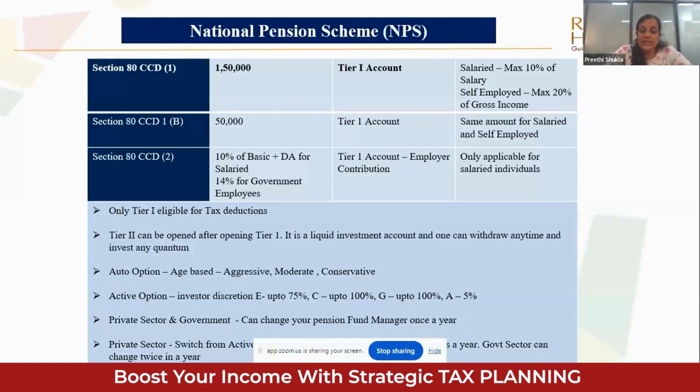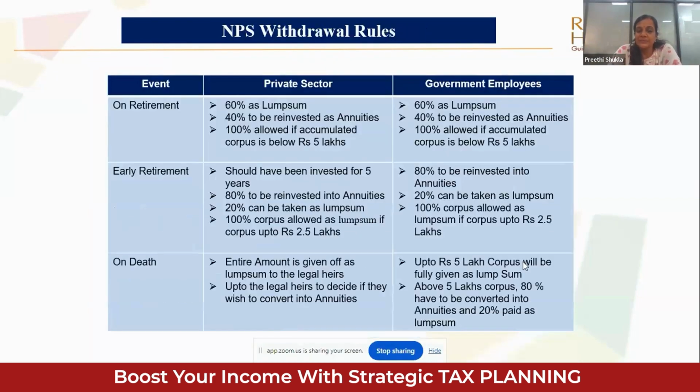Okay, you can switch the fund manager once in a particular year, and you can switch between auto and active option 4 times in a year. For government employees, it's twice. So there are many variants of NPS withdrawal rules: NPS withdrawal on retirement, on partial withdrawal or premature exit. I'll just cover the main important ones because otherwise we will be going too much into detail. If you have any specific questions, you can ask me. I'll clarify it during the chat session.